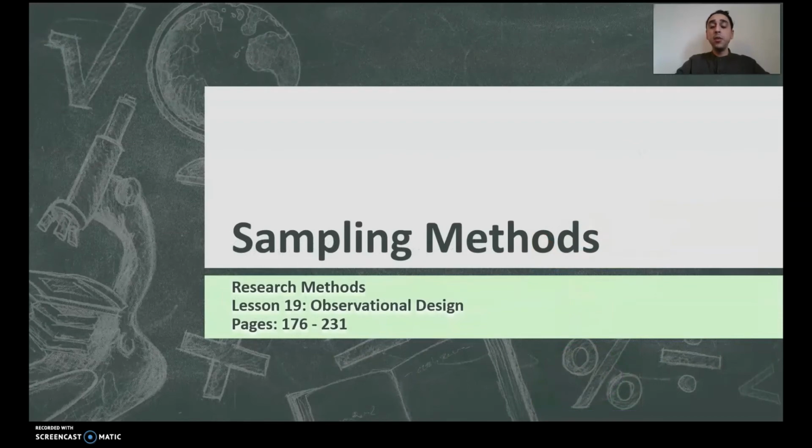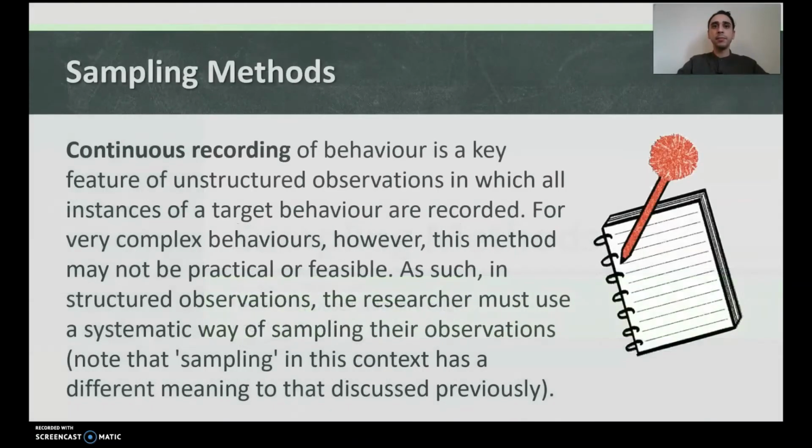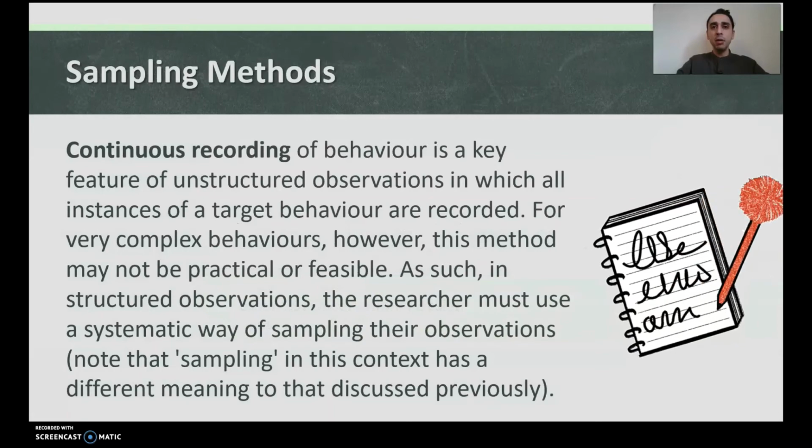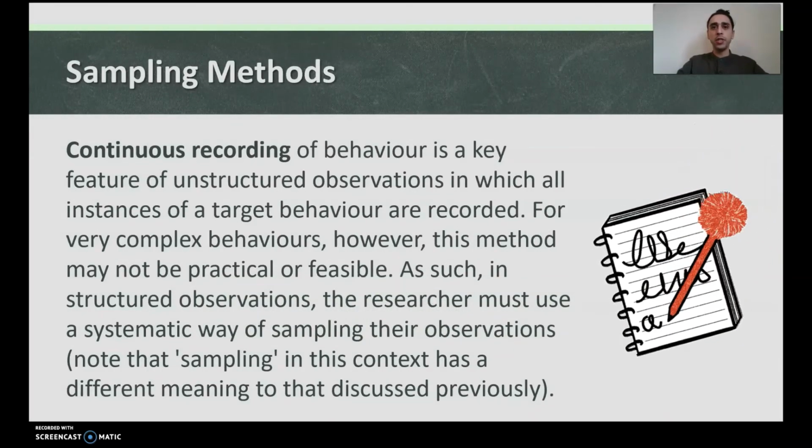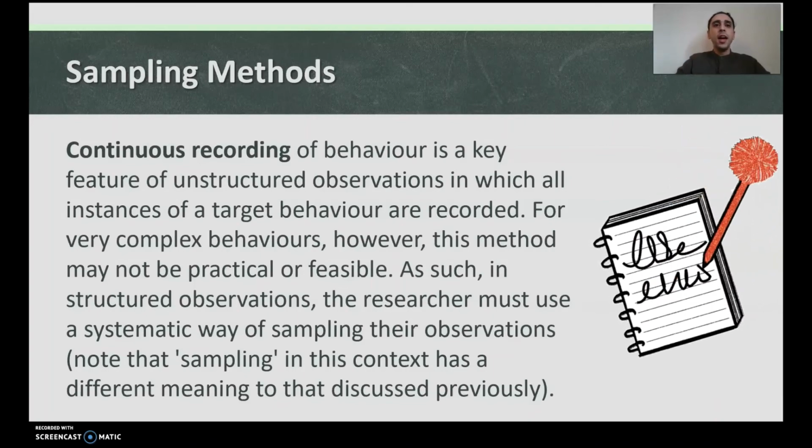Okay. Within structured observations, there are different sampling methods. Sampling, not as in the type of sample or participants. Sampling method is how you're going to observe certain types of behavior and tally it. Continuous recording of behavior is a key feature of unstructured observations, where you're recording everything and it's continuous. Everything that's going on, in which all instances of behavior are recorded.